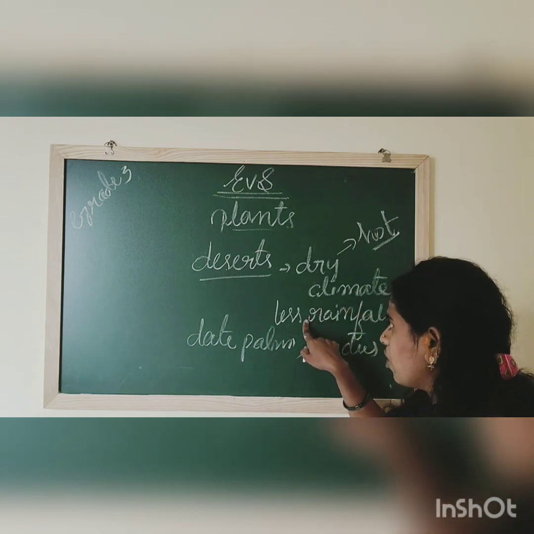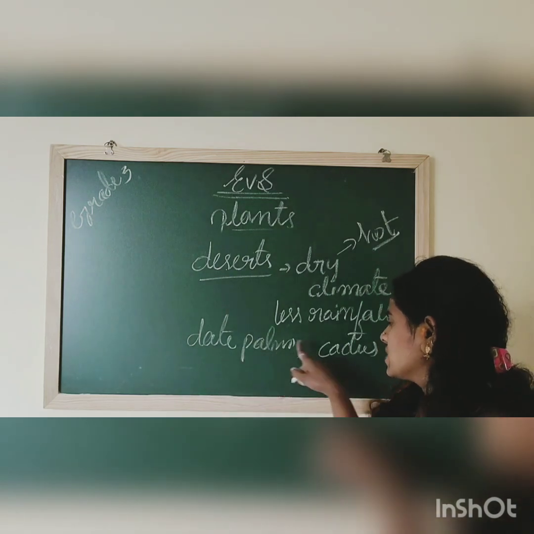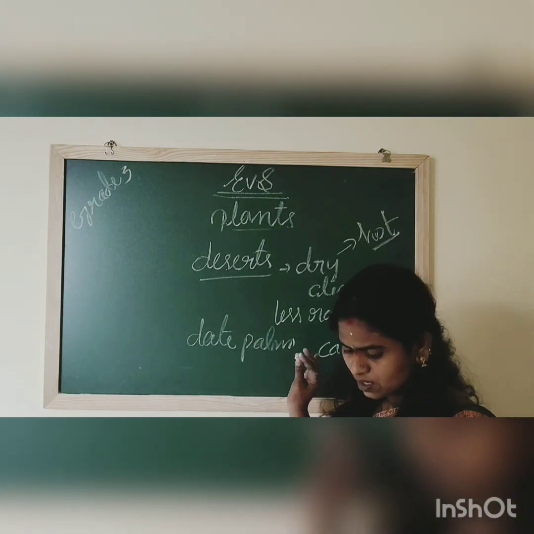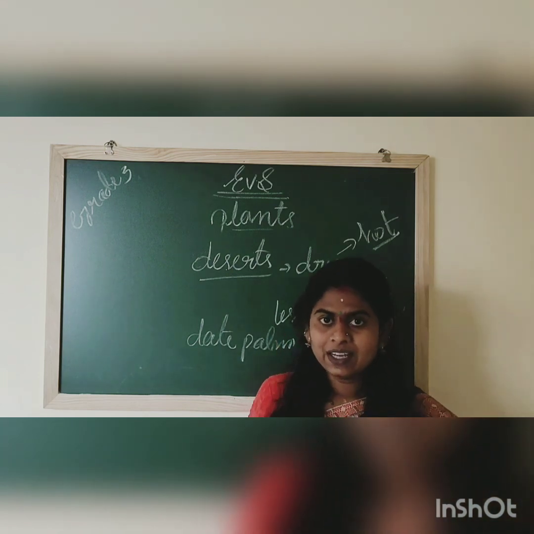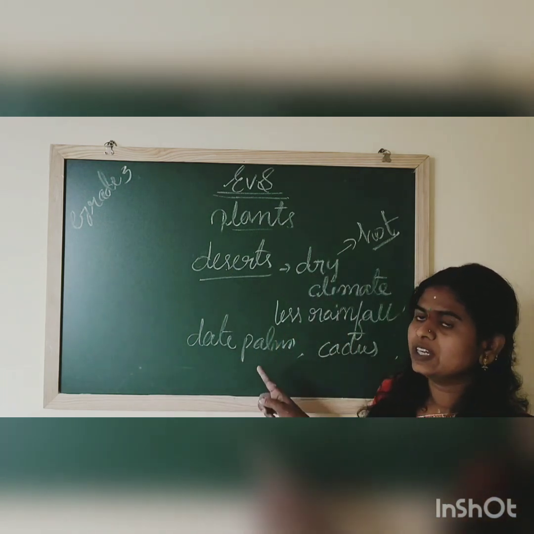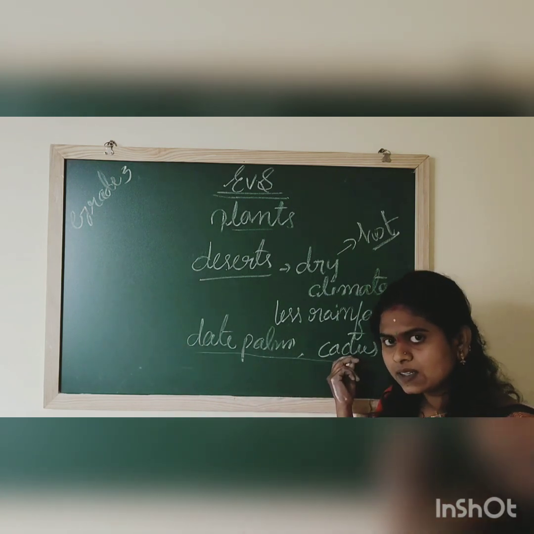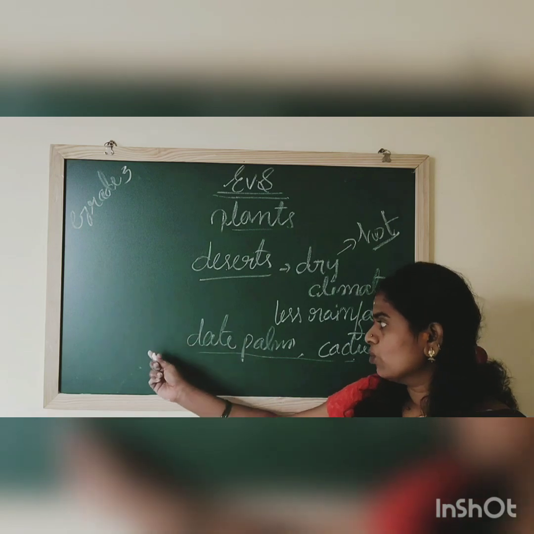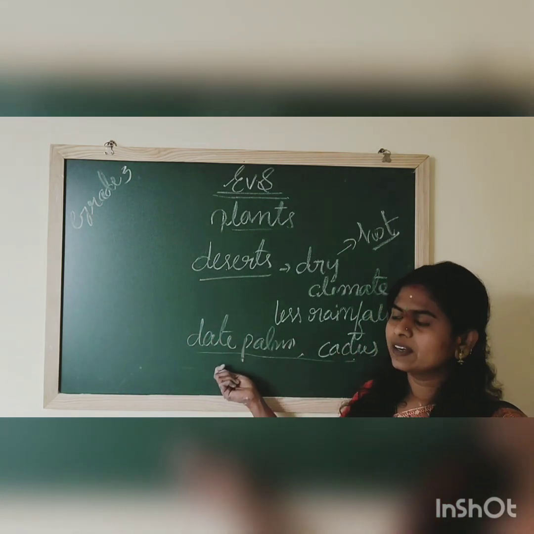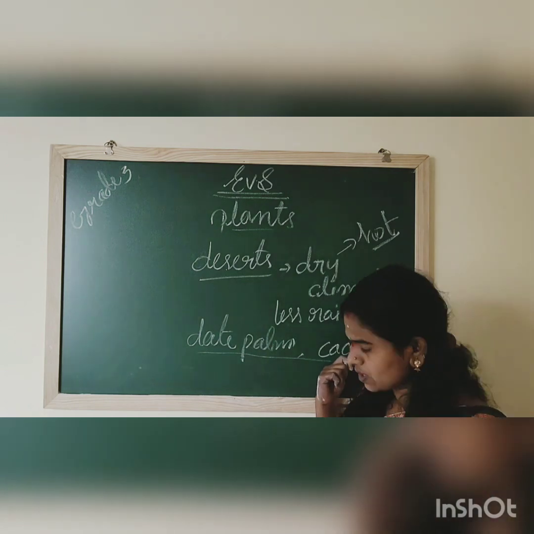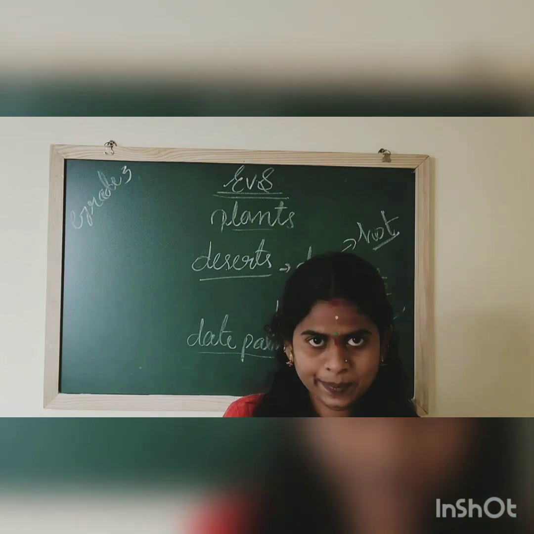There is less rainfall, and here what kind of plants can we grow? So date palms and cactus are the plants. They can live since they have less rainfall. They are the desert plants. So if the question is asked, name the desert plants, what should the answer be? Date palms and cactus. Date palms and cactus are the examples for what? Desert plants.